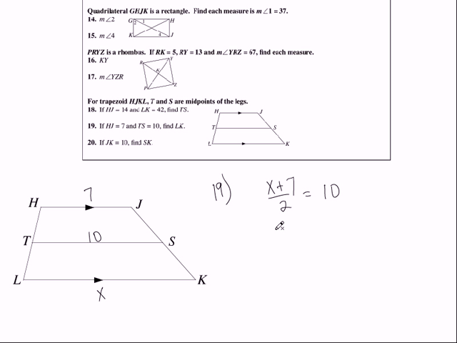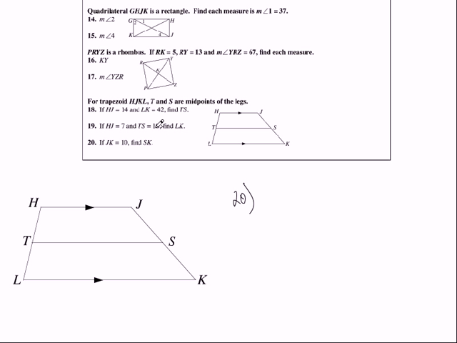Multiply both sides by 2, so that would give you 20, and then subtract 7 from both sides, so X is 13. And there it is. So LK is equal to 13. If you wanted to see if it worked, put it in here. That's 13. Remember, if you add the top and the bottom, divide by 2, you should get this. 13 plus 7 is 20, divided by 2 is 10.